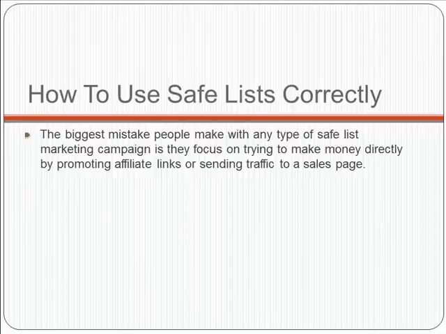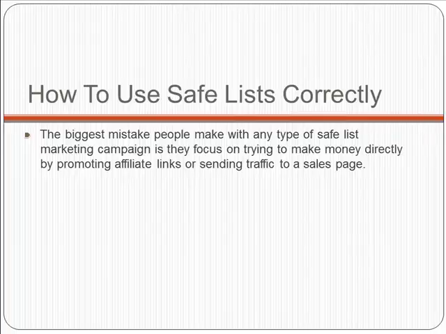So how to use safe lists correctly? Again, one of the biggest mistakes people make with any type of safe list marketing campaign is they focus on trying to make money directly by promoting affiliate links or sending traffic to a sales page. That's a big mistake because if you send them to a sales page, yes, you might get some traffic from that safe list, but if that person doesn't like that sales page offer, which most people don't, usually, sales pages convert at 1 to 3%, sometimes a little bit higher, but on average a lot of times they'll convert at 1 to 3%. That means for every 100 people you send, maybe only one person will buy. And safe list traffic sometimes is a little bit less than the normal, so you might send 100 visitors and get no sales.